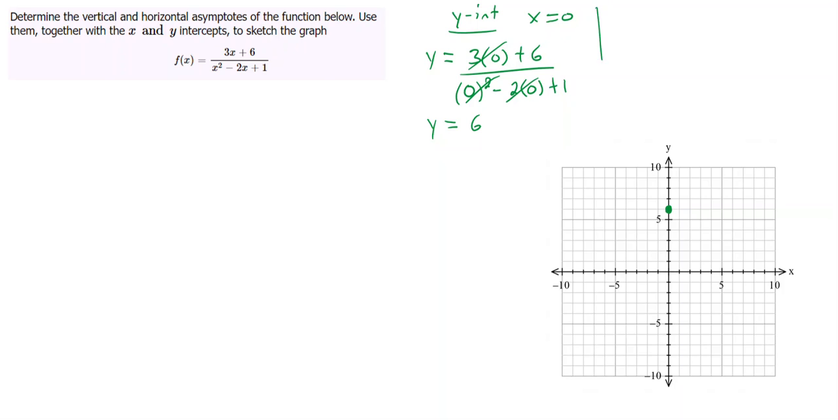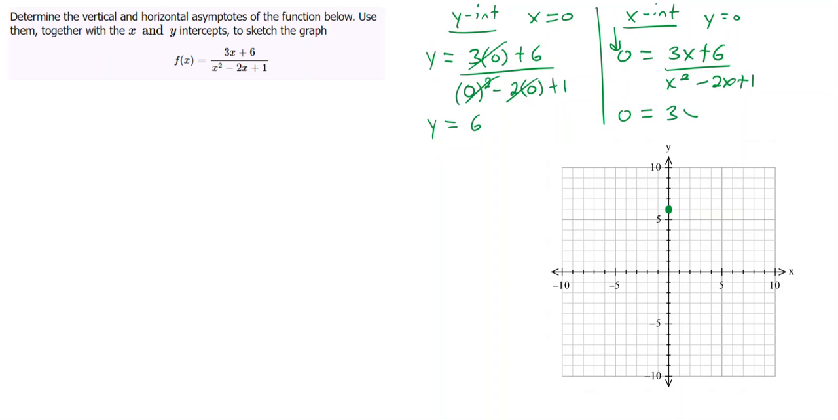For our x-intercept, that's going to be when y is equal to 0. So that'd be 0 is equal to 3x plus 6 over x squared minus 2x plus 1. But we only really care about the numerator of this equaling 0, right? Because if the denominator is equal to 0, then that's going to be a non-permissible value. That's going to be a different case. But if we want it to be 0, it's really the numerator. So let's just focus in on the numerator here.